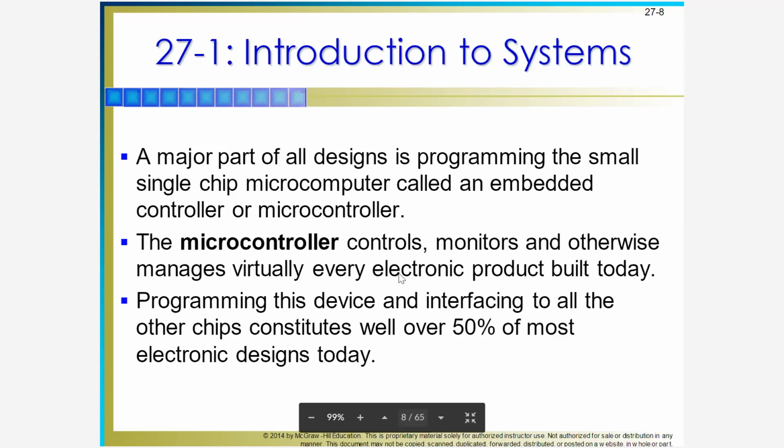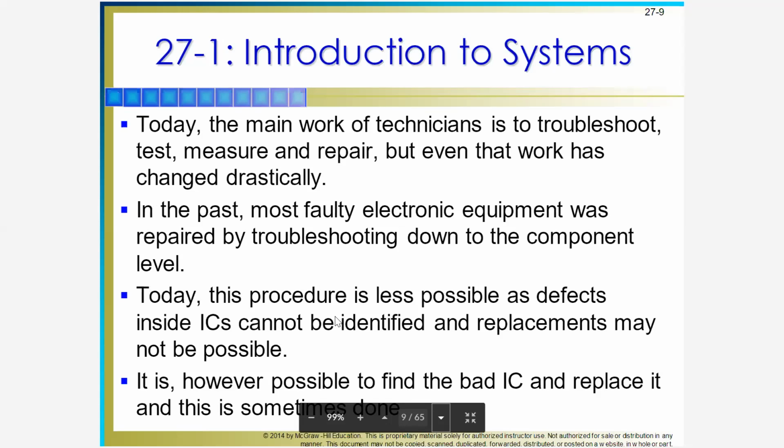Next we have, today, the main work of a technician is to troubleshoot, test, measure, and repair. Okay, that is the main work of a technician. For example, an electronics technician tests if the equipment is still working and measures if there are some changes in voltage or current. Then, if it is measured to have some problem, you should repair it as a technician.